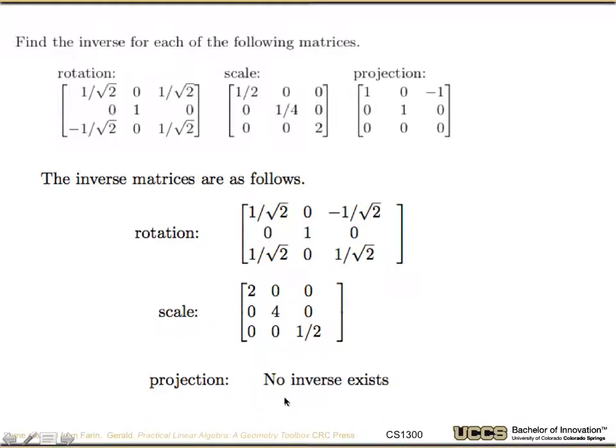For the projection, nothing exists. You can see that because this has got all zeros on the bottom. So the matrix is singular, meaning no inverse exists. In fact, all projection matrices have no inverse. They've lost the dimension when they do their projection.